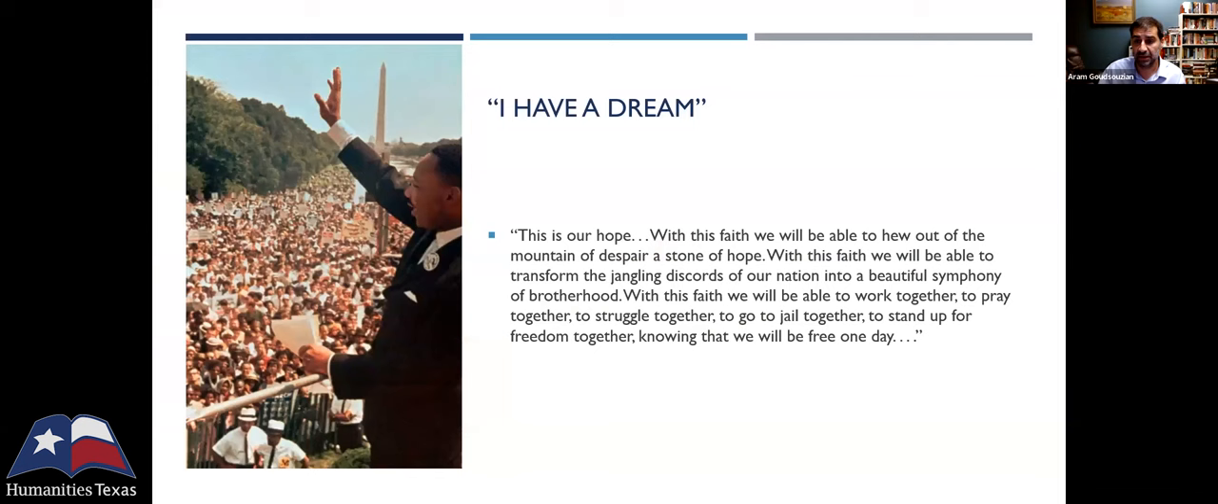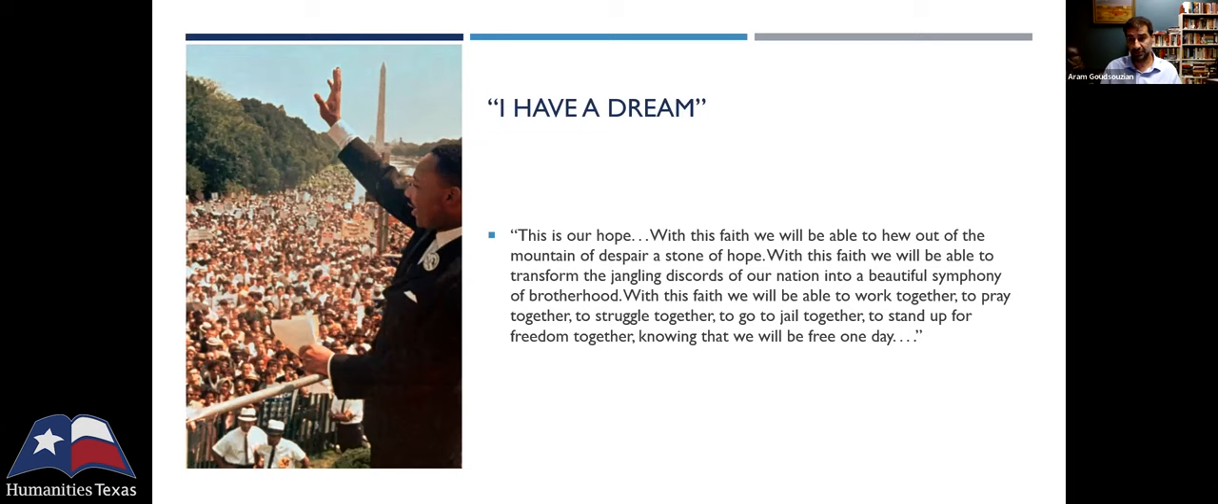We tend to think of the I Have a Dream speech as hopeful and resonant. And there's lots of notes that it hits that do that. But also think about this, right? Is it entirely hopeful? He says, this is our hope. With this faith, we will be able to hew out of the mountain of despair a stone of hope, right? The larger situation is the mountain of despair. With this faith, we'll be able to transform the jangling discords of our nation into a beautiful symphony of brotherhood. Is he painting the United States as a harmonious democracy? Far from it. That's his dream.